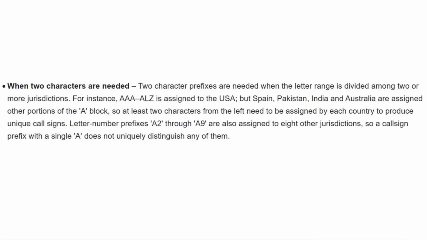Now, let's look at that in text that Wikipedia has. Two-character prefixes are needed when the letter range is divided among two or more jurisdictions. For instance, the block AAA through ALZ is assigned to the USA, but Spain, Pakistan, India, and Australia are assigned other portions of the A block. So, at least two characters from the left need to be assigned by each country to produce unique call signs. Letter-number prefixes A2 through A9 are also assigned to eight other jurisdictions, so a call sign prefix with a single A does not uniquely distinguish any of them.